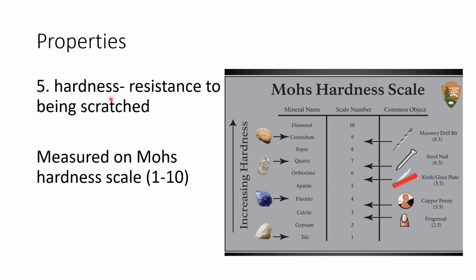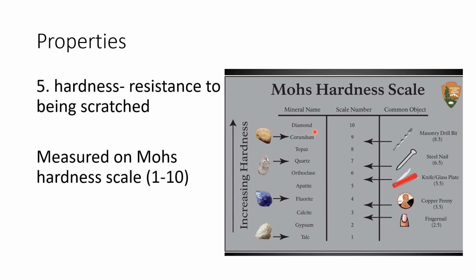Next we have the hardness of a mineral, and hardness in terms of minerals is resistance to being scratched. So the hardness of minerals is measured on what's called the Mohs hardness scale, and this is a scale from 1 to 10, 1 being really soft, 10 being really, really hard. So an example of one of the softest minerals that exist is talc. Talc is so soft that it will kind of crumble in your hand if you squeeze it really hard. And then diamond is the hardest known substance. This is a 10 on the scale. Diamond is used for cutting things because it is so hard.